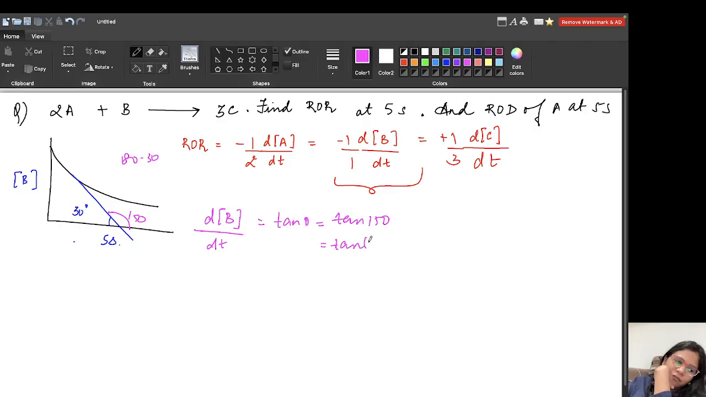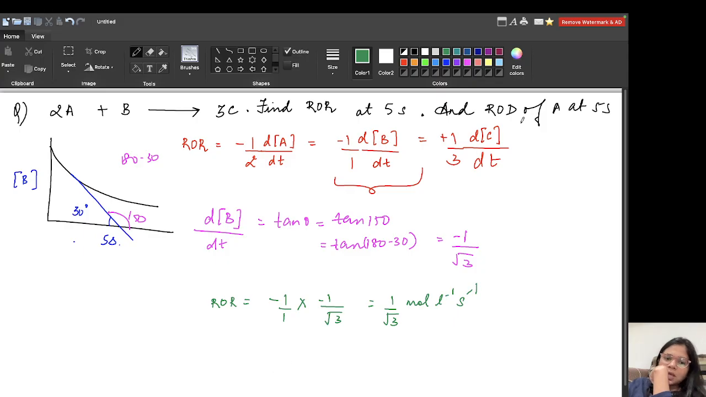Just do tan(180 - 30), which will be equal to -tan 30 = -1/√3. So tan 150 is -1/√3. Now what will be your rate of reaction? Your rate of reaction will be -1/1 × (-1/√3), which will be 1/√3 mol L⁻¹ s⁻¹.